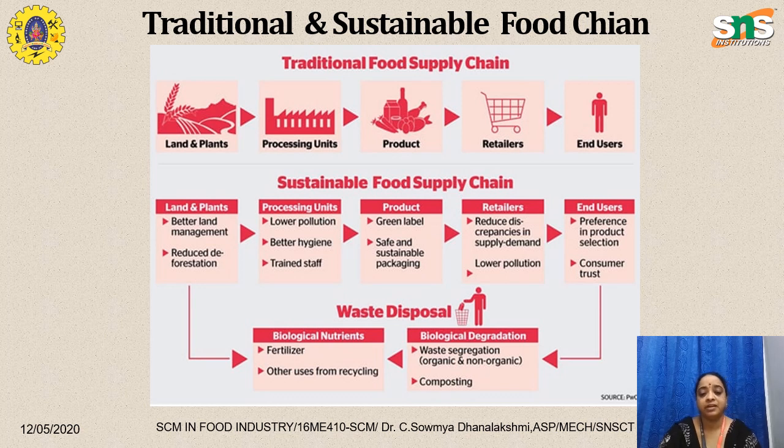In the case of biological nutrients and biological degradation, there is fertilizer and other uses from recycling, waste segregation into organic and non-organic, and composting methods. So this is just a comparison between the traditional and sustainable food chain.